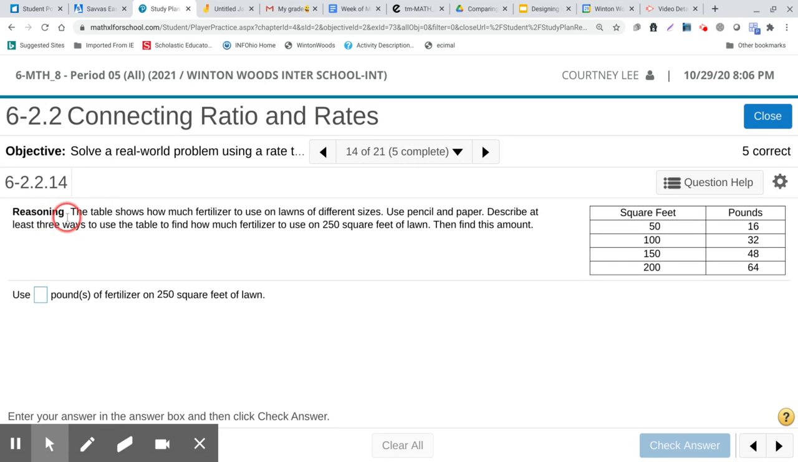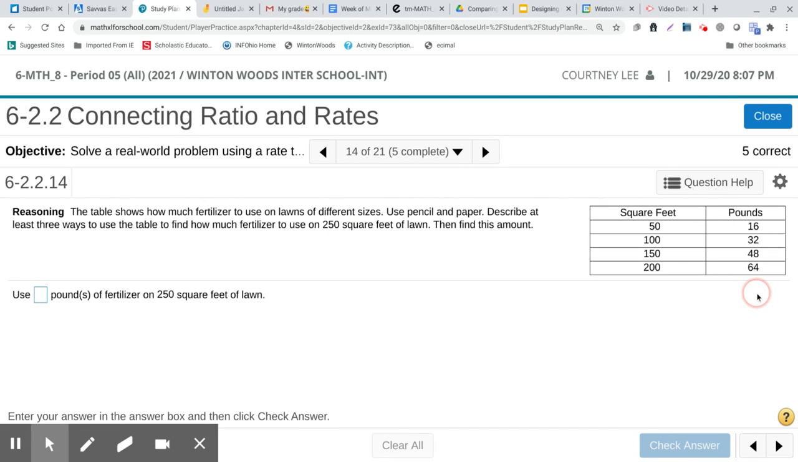It says, reasoning. The table shows how much fertilizer to use on lawns of different sizes. Use pencil and paper. Describe at least 3 ways to use the table to find how much fertilizer to use on 250 square feet of lawn. Then find the amount. All right. So we need to know 250. 50, 100, 150, 200, 250 would have been next. So we're trying to find how many pounds of fertilizer would be for 250.